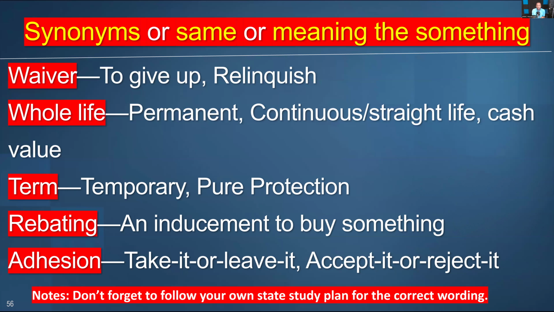Adhesion means take it or leave it. Adhesion means accept it or reject it. Either you accept it or you reject it. Okay, you can't make changes. If you don't like it, it's okay. The contract is the contract. That's why an insurance contract is an adhesion contract. It means that you can't change what's on it. It is what it is. Either you accept it or you reject it. Take it or leave it basis.